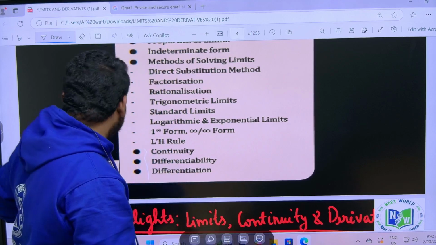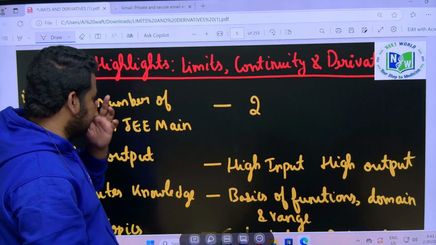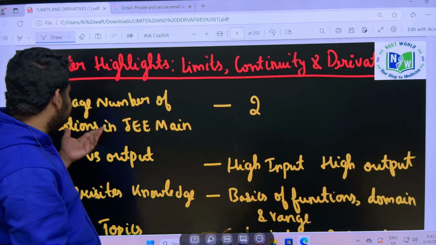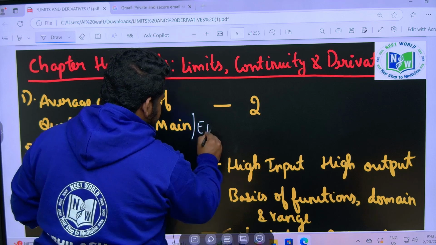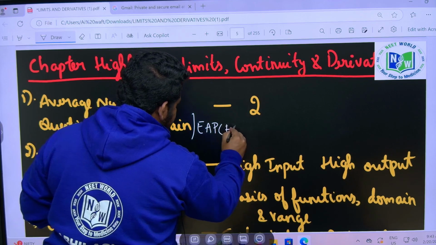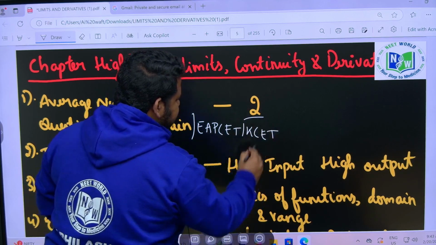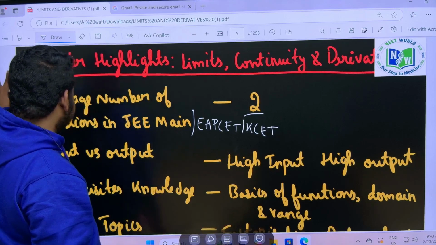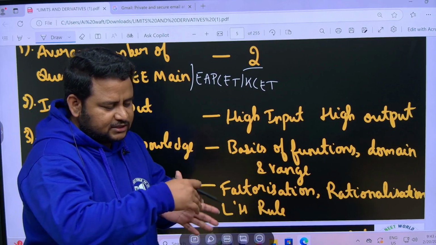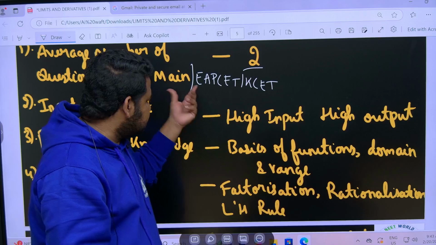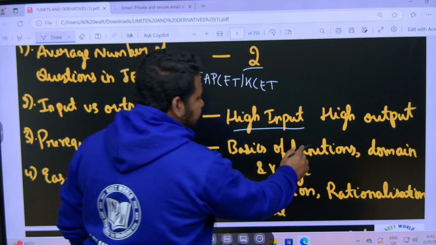Got it, friends? Now, moving forward, let us talk about the chapter highlights. What are the things that are there in the chapter? If I tell you the average number of questions in JEE Main, MHT CET, AP EAMCET or KCET, we are having at least 2 questions on average. When you talk about input-output ratio, meaning how many hours you put into a topic and what output you get, this requires high input. If you put in high input, you will get high output.